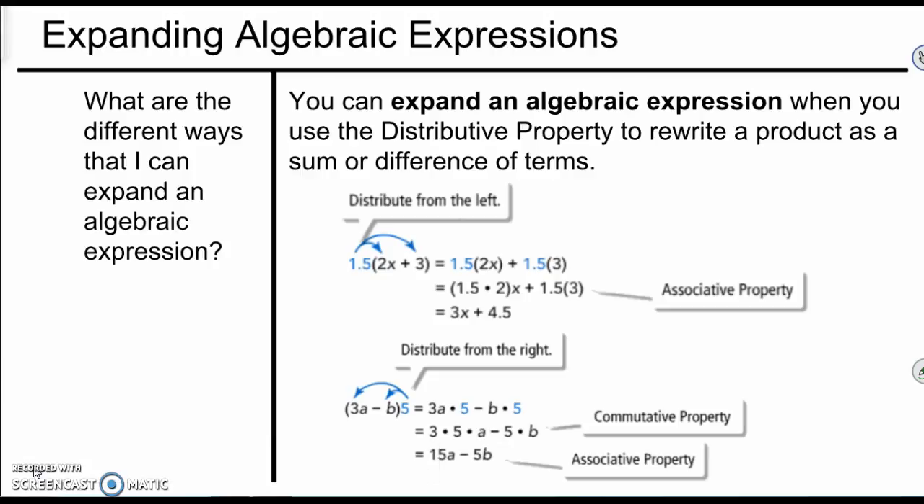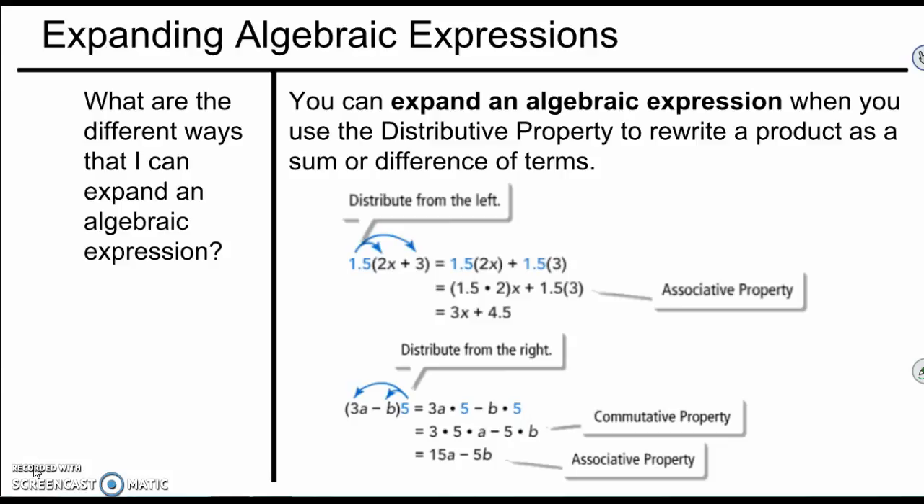What are the different ways that I can expand an algebraic expression? You can expand an algebraic expression when you use the distributive property to rewrite a product as a sum or difference of terms. We can distribute from the left, which is what we've been practicing. Here we'll see that the number we distribute is always to the left of our parentheses.